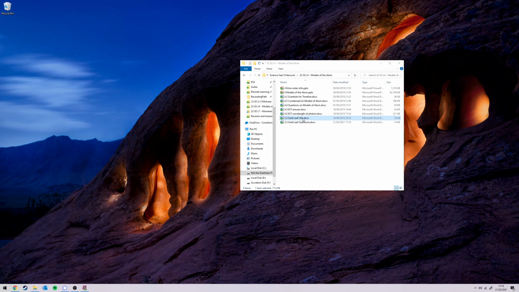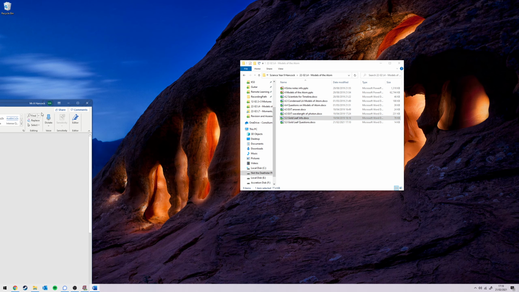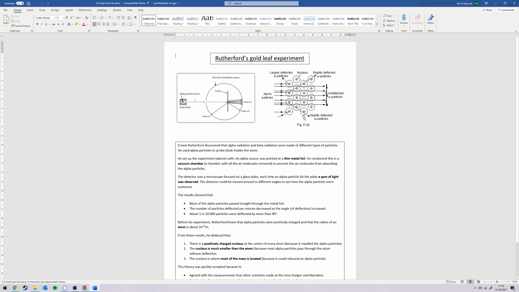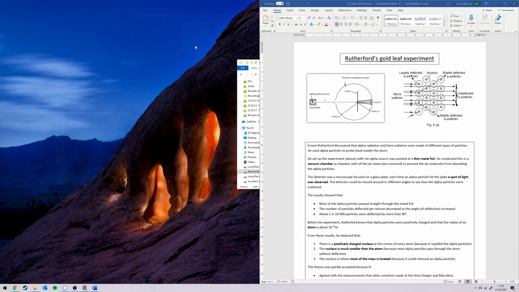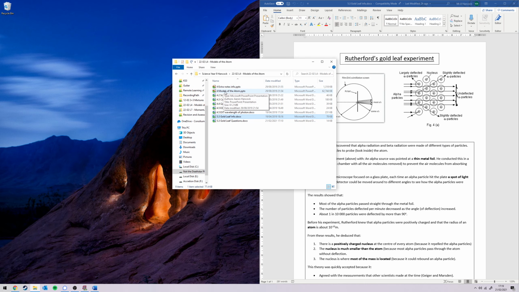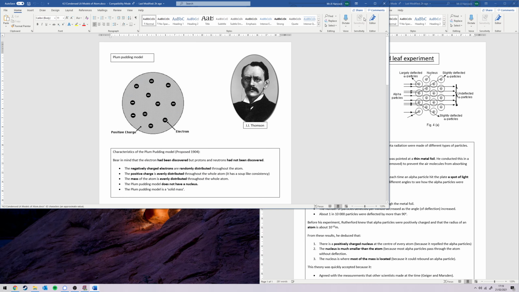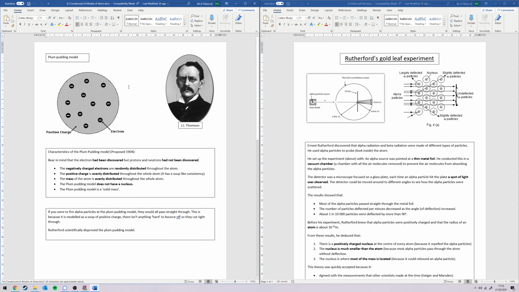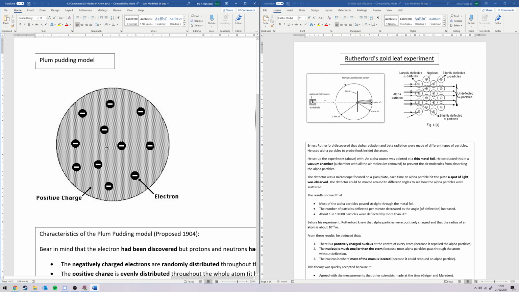So when I said that before the nucleus was discovered, we thought it was a plum pudding model. So the plum pudding model was thought to be a soup of positive charge with negative electrons dotted randomly through it. Okay, so I will get that up. Here it is. Right, so there is the plum pudding model, right? You can see there's that soup of positive charge with electrons dotted randomly.